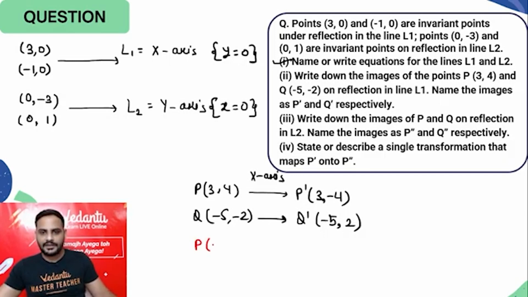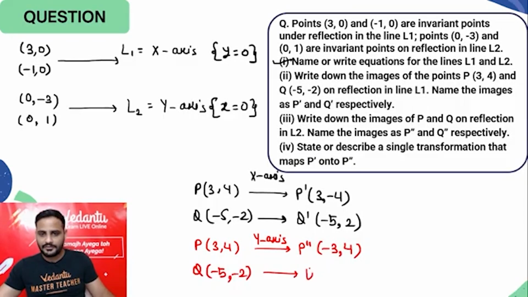So P's image 3, 4 will become P double dash. If we do the reflection under L2, that means reflection under y-axis. So under y-axis, y coordinate remains same, x coordinate changes sign. So minus 3, 4, and Q, which is minus 5, minus 2, will become Q double dash. If we do reflection under y-axis, x coordinate will change the sign, y coordinate remains same.